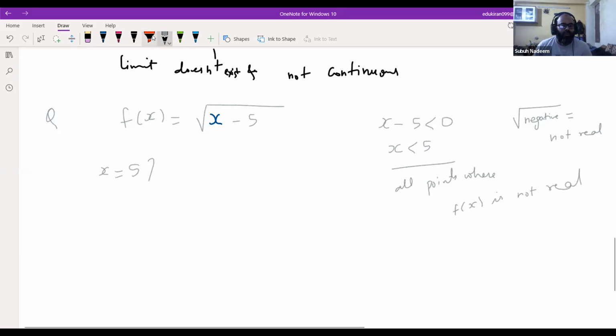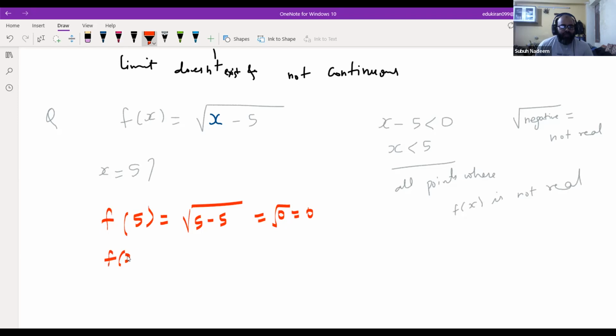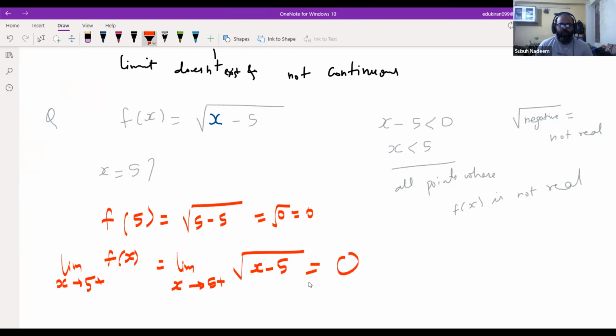So at x is equal to 5, there is an interesting situation. f(5) is equal to root over 5 minus 5, that will be 0. Root over 0 is 0. The limit of f(x) as x approaches 5 plus is equal to the limit as x approaches 5 plus of root over x minus 5. If you put x as 5 plus, like 5.00001, it will also give you 0 overall.